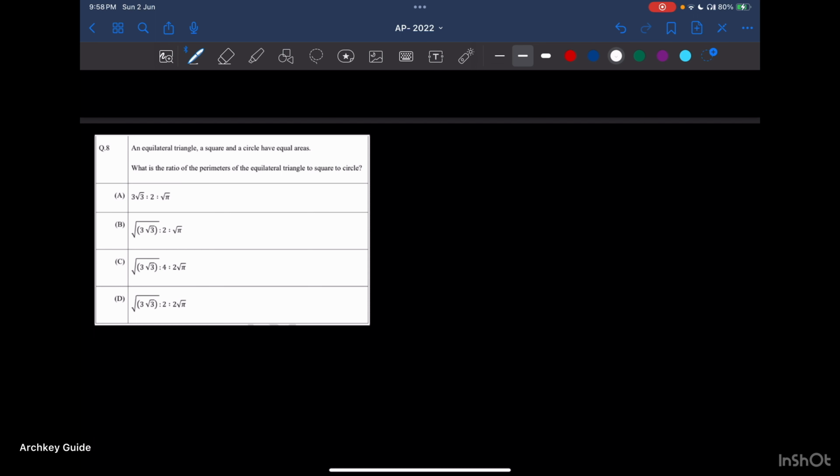So the question says an equilateral triangle, a square, and a circle have equal area. Okay, so this is basically testing your formula in your head. So for equilateral triangle, all sides are equal. For square and for a circle. So for equilateral triangle, I'm assuming it's A. For square, it's S, and this to R.